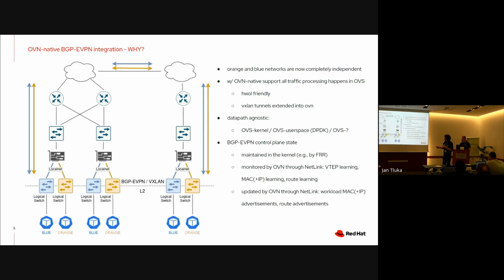If you notice, the arrows got bigger. So now the VXLAN tunnels, they don't terminate on the top of rack switch, but instead they terminate somewhere inside OVN. And that means that our orange and blue networks can be completely independent, because it doesn't matter if they have overlapping IPs, it will just work.